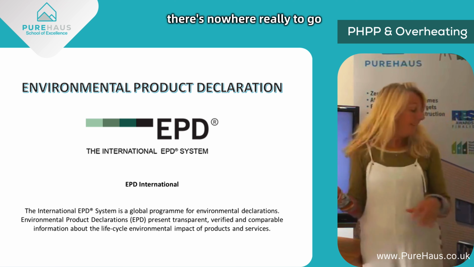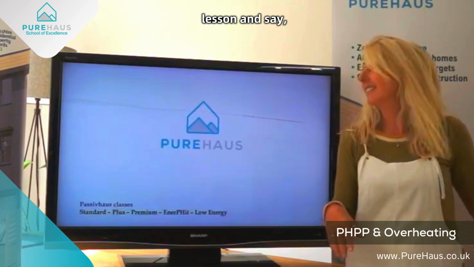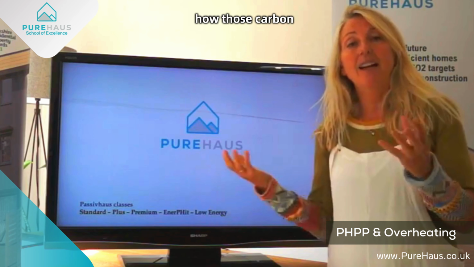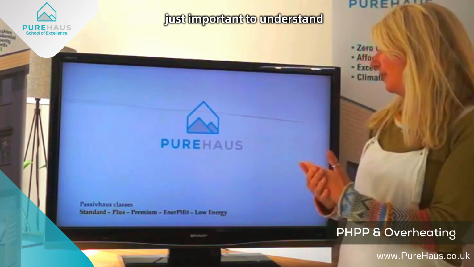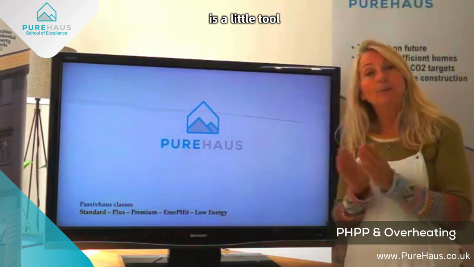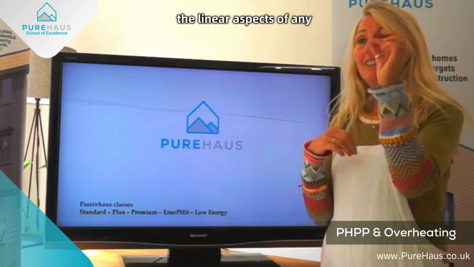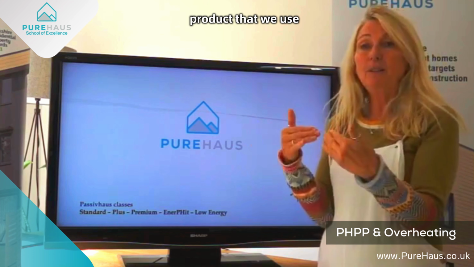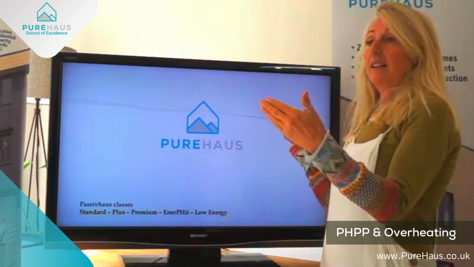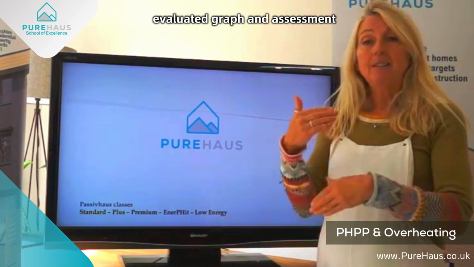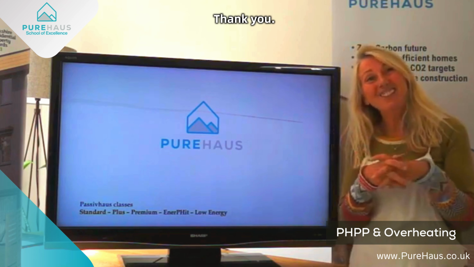Moving on from here, there's nowhere really to go but back into our carbon lesson and say, well, we could actually now address how those carbon issues are tackled in more detail. So I thought it was just important to understand that the pH ribbon is a little tool that really allows us to bring all of the areas, the meterages, the linear aspects of any product that we use in the PHPP to build the model of the building and transfer into an evaluated graph and assessment of the CO2 emissions of the building. Thank you.